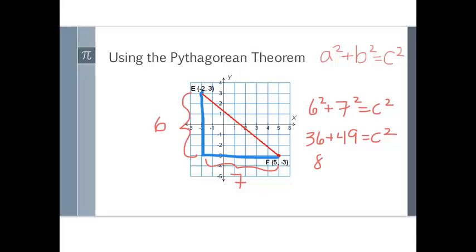So 85 equals c squared. And so we could say c is the square root of 85. That is simplest radical form, because there are no perfect square factors that go into 85. Or we can also say that c is approximately equal to 9.22 if we want to round to the nearest hundredth.